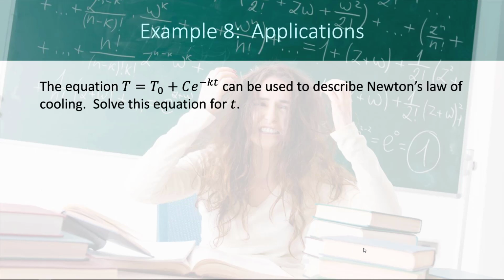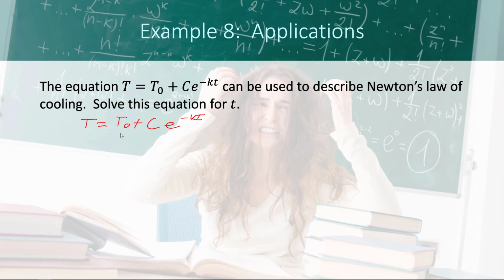And this brings us to our last problem, which is applications, and this has to deal with solving parametric equations. So here we have the parametric equation for cooling, which is basically an exponential decay, and we want to solve this equation for t. So we start off with T equals T0 plus c times e to the negative kt power. All right, so the first thing we want to do is basically try to get this term, the term with the t in it, isolated by itself.